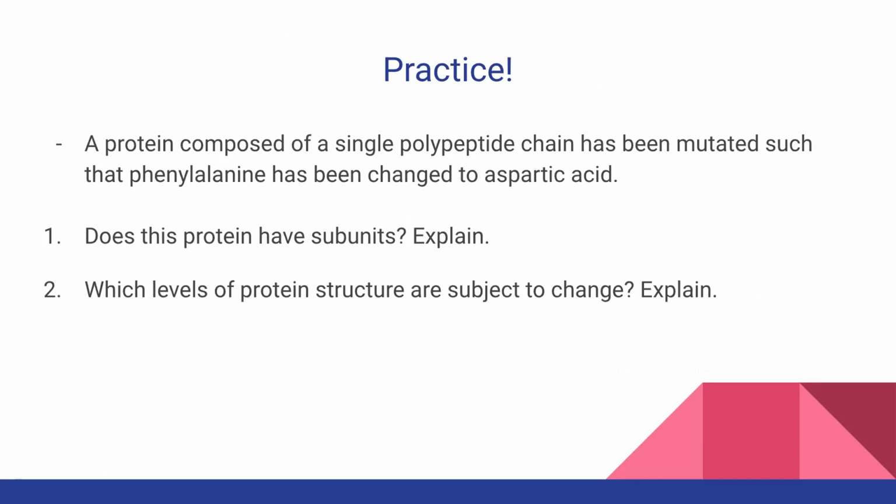Okay, so that was a lot of structure talk. Now I have a practice question. A protein composed of a single polypeptide chain has been mutated such that a phenylalanine has been changed to an aspartic acid. Does this protein have subunits? And explain why you think so. For question number 2, which levels of protein structure are subject to change with this mutation? And why? I'll give you a minute or 2 to think about it and talk about it.